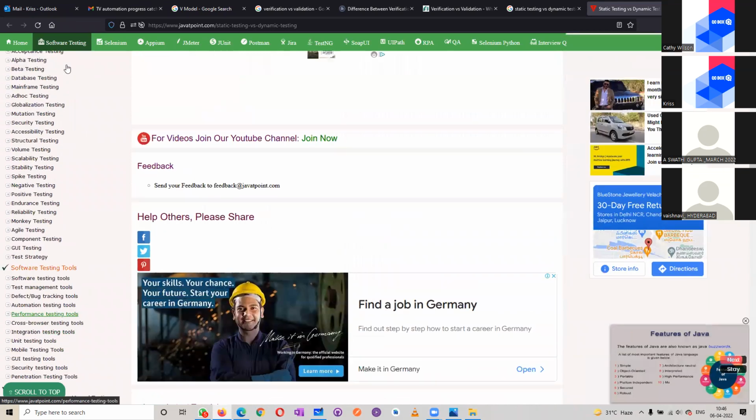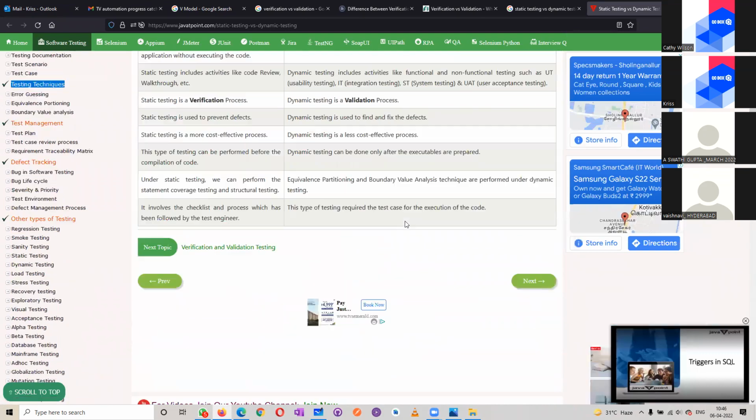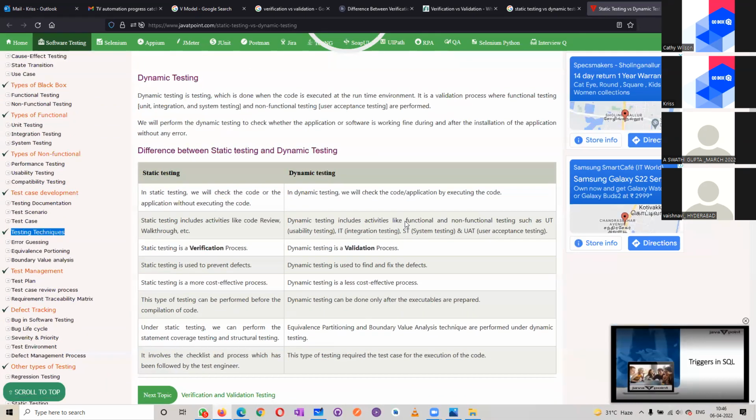However, keep this particular site as a reference, and then try to go through this one so that it will be better and easy for you to understand. Okay, coming back, I don't want to deviate from the topic. Now coming back, what do we mean by static testing and what do we mean by dynamic testing?